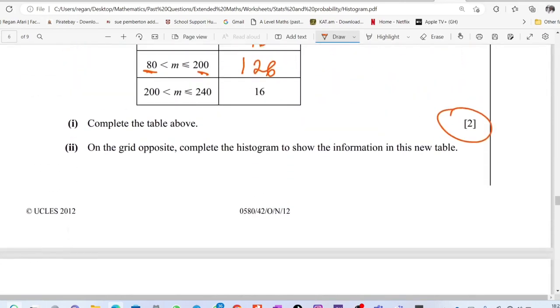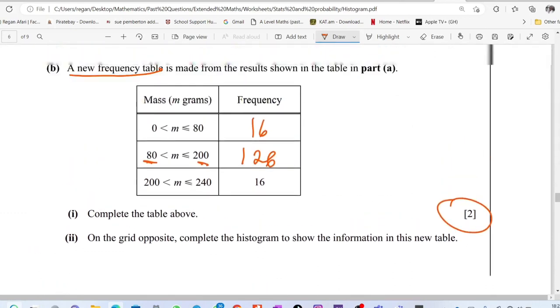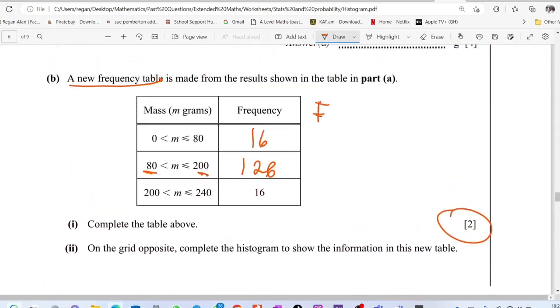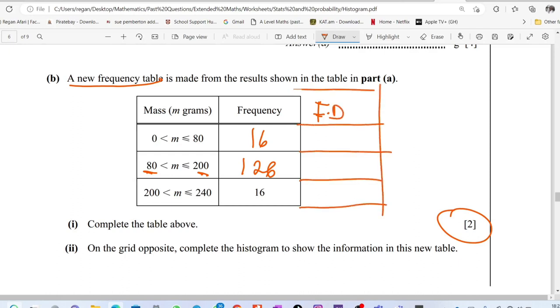Okay, you know what we need to do is to get our frequency density. Very important. So we have 16 divided by 80, because that's the class width. So 16 over 80, that's 0.2. Then 126 divided by 200 less 80, which is 120, right? Sure.